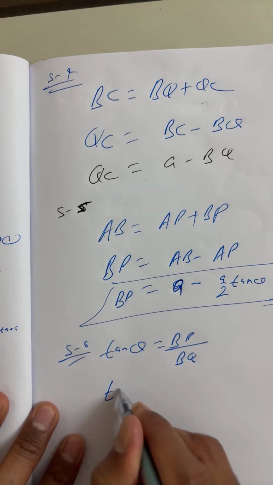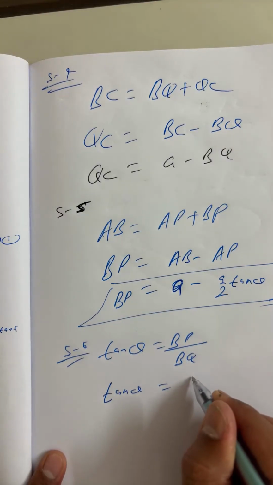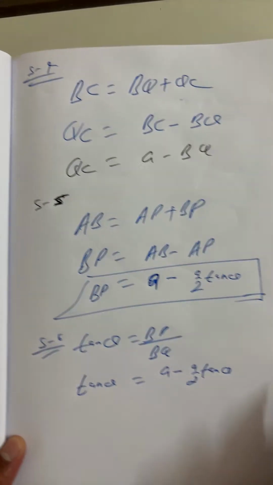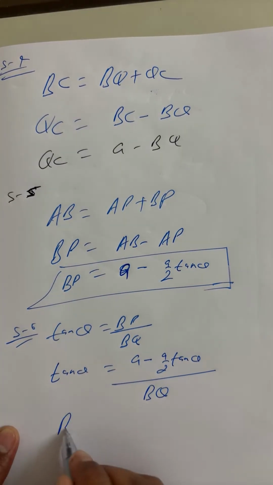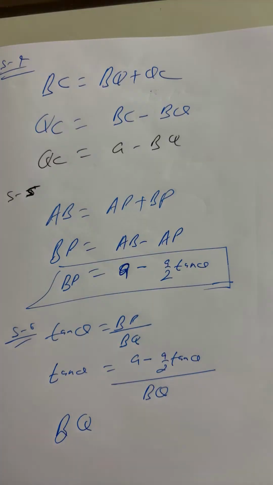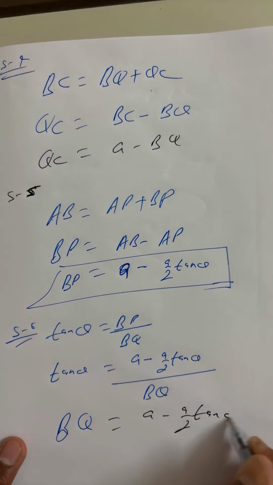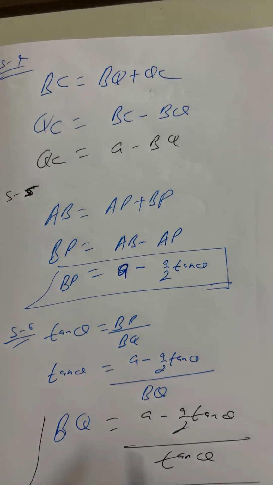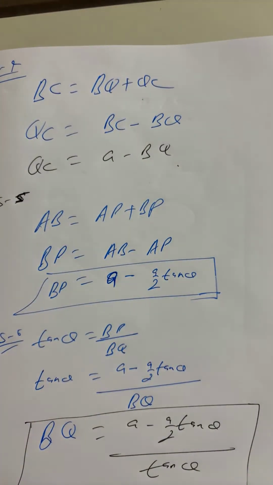So let's say I can write here, this is tan theta. BP we have already found. This is BP, so you can write A minus A by 2 tan theta, upon BQ. So finally, you got the value of BQ. What is BQ here? This is A minus A by 2 tan theta, upon tan theta. Now you can fit this value of BQ over there, then you will get QC.